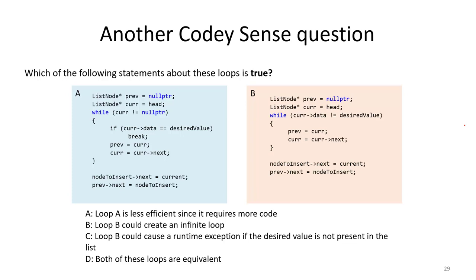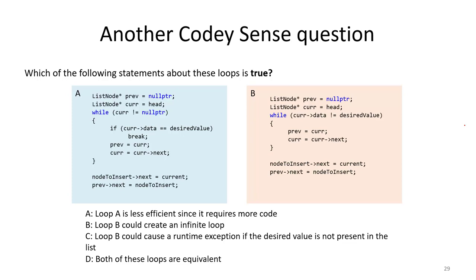Alright, so what did you think? Let's go through these statements one by one and see if we can identify the true statement. First one, loop A is less efficient since it requires more code. Well, that could be true potentially, but depending on what the code is, simply looking at the amount of code is not necessarily a clear metric of efficiency.